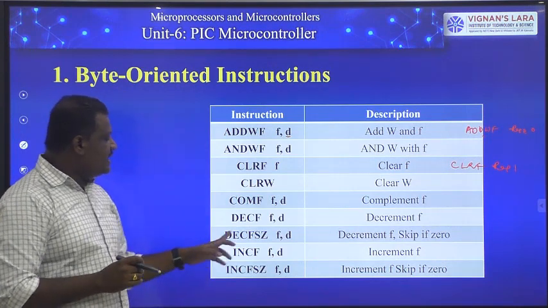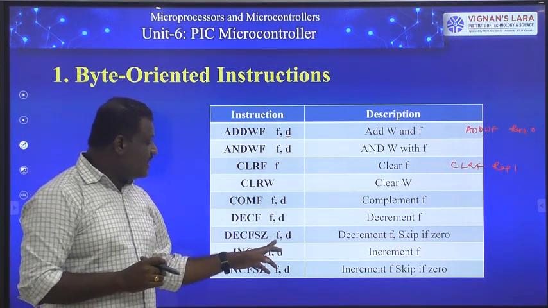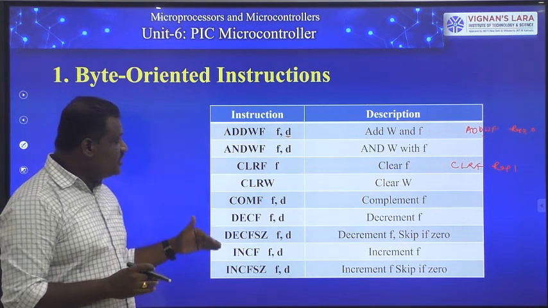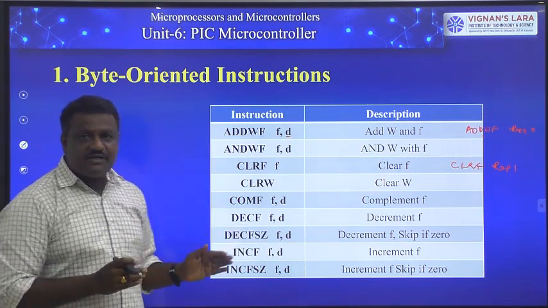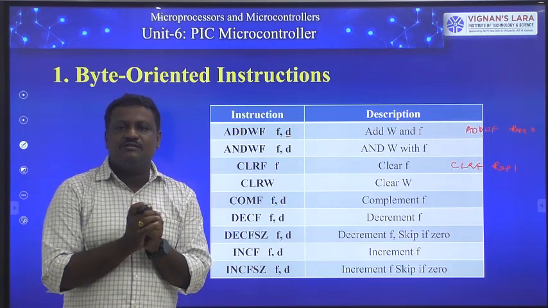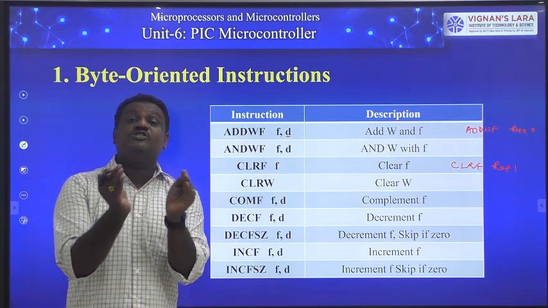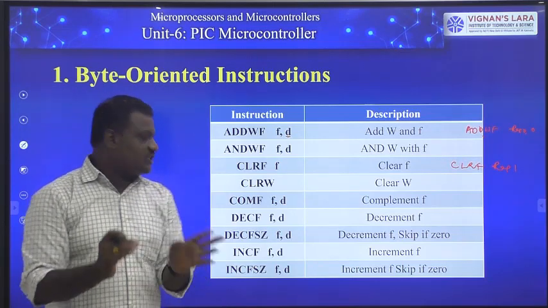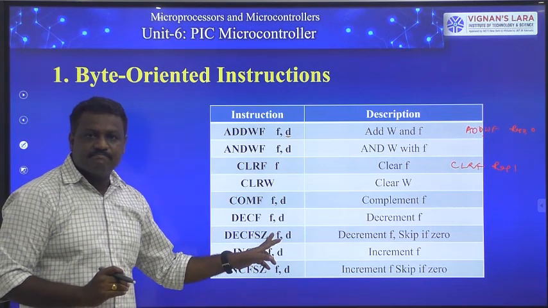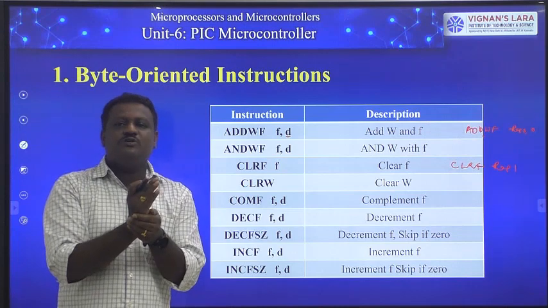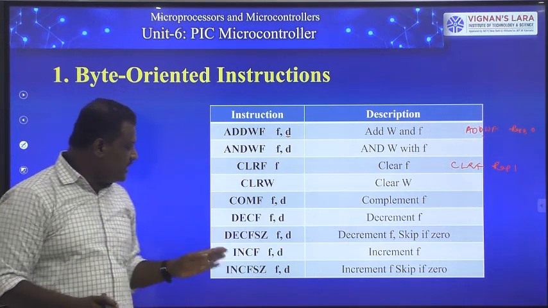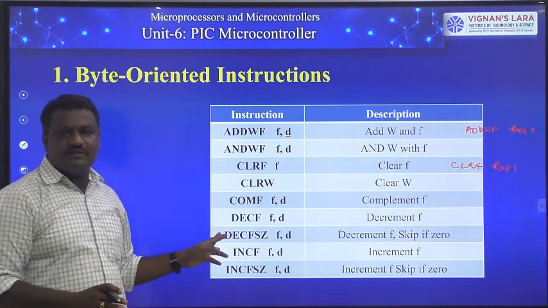And next one is DECFSZ F comma D. That means first you decrement file register F by 1, and thereafter, if the file register value is 0, then skip the instruction which follows this. If after decrementation the file register value is not equal to 0, then as usual it will go and execute the instruction which comes after this.